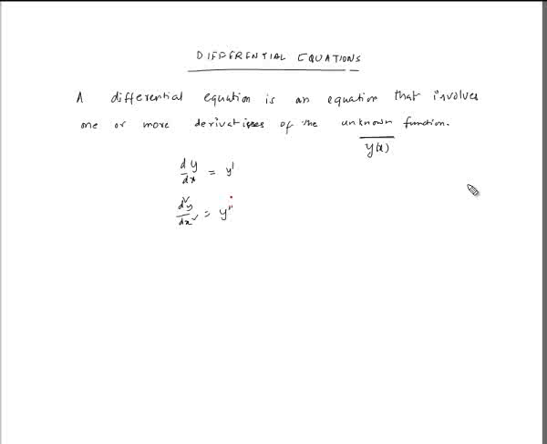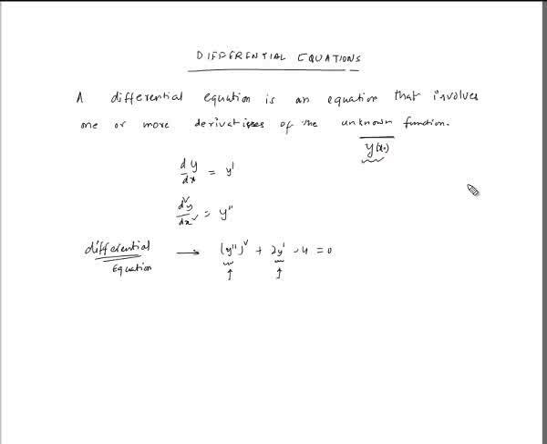So let me give an example. Say something like this: y dash whole square plus 2y dash minus 4 is equal to 0. So this is a differential equation where it has the y dash terms, the y double dash terms, so the first order derivative term, and then the second order derivative term of the unknown function, which is y of x.